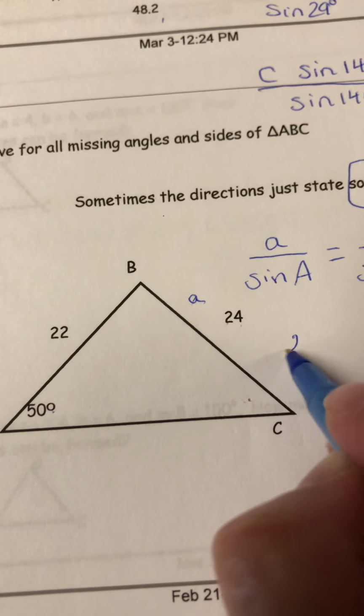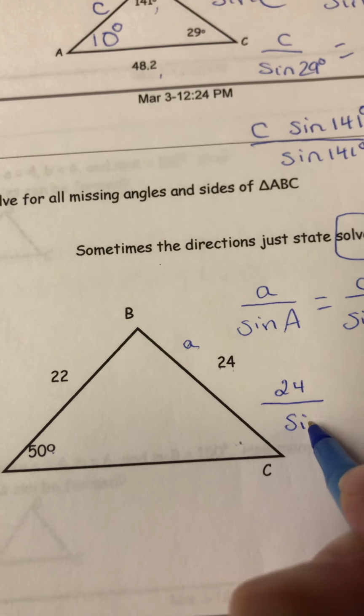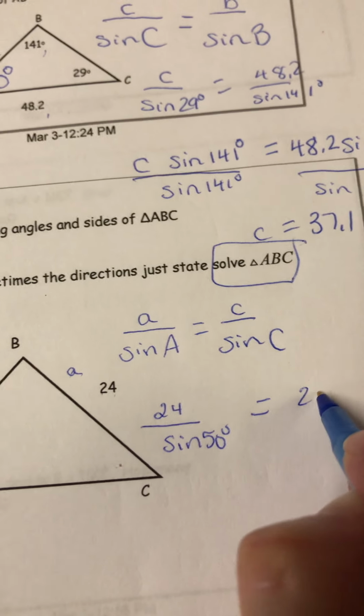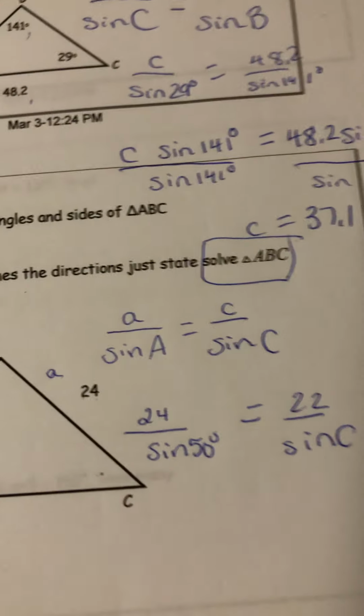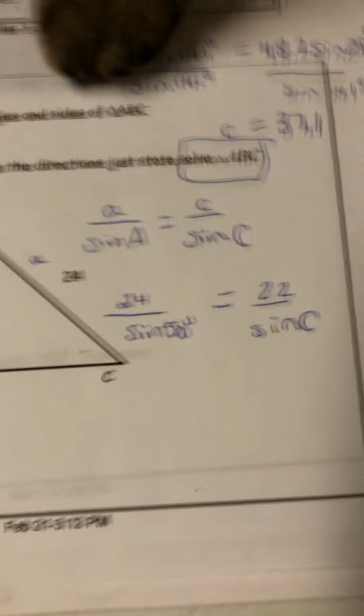And if I fill in what I know, 24 over the sine of 50 degrees is equal to 22 over the sine of angle C. So my plan of attack is I'm going to find missing angle C.